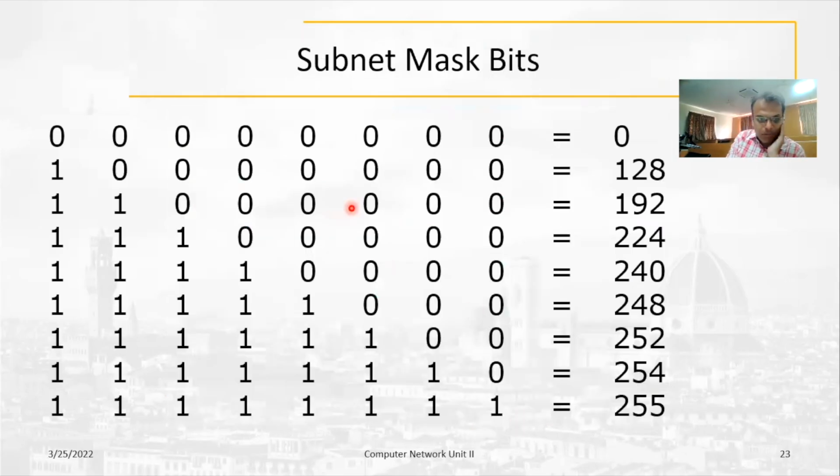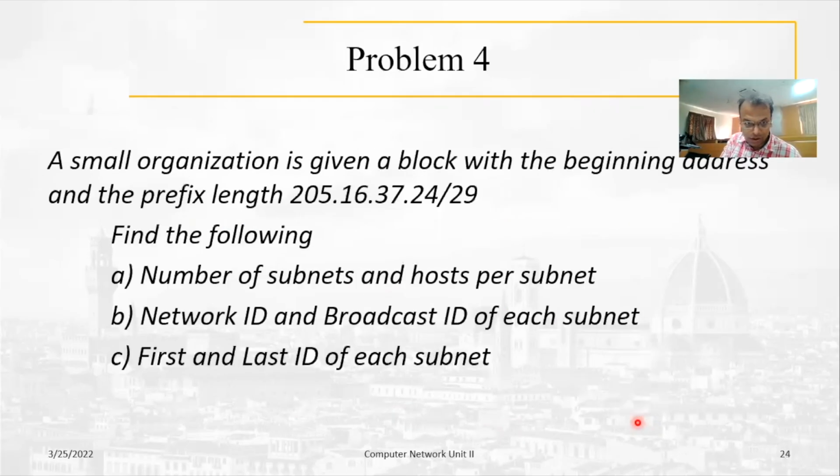You have to remember, this is 1 octet. When all the bits in the octet are 0, you get the actual 0 value. When the first bit is 1 and all 7 bits are 0, you get this value. This is simple maths that you have to remember while doing the calculations. When all bits are 1, then the value is 255. This is the problem that we'll solve now.